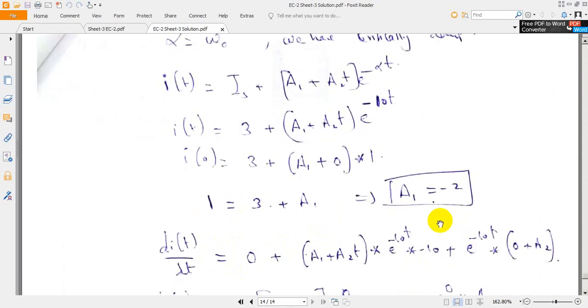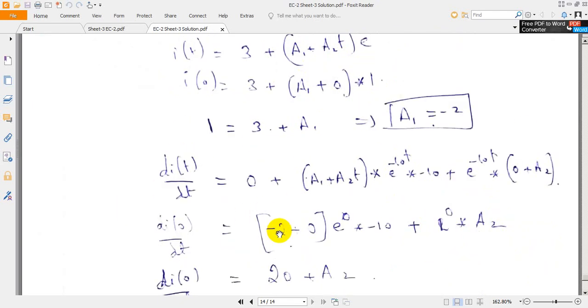When A1 is equal to minus 2, again differentiate the same expression. If you differentiate this expression, di by dt is equal to constant, differentiation of constant will be 0, plus first into differentiation of second, e power minus 10t into minus 10, plus second e power minus 10t into differentiation of first, which is 0 for the constant, plus A2 of t, differentiation of A2 t is A2. In this expression, substitute t is equal to 0.